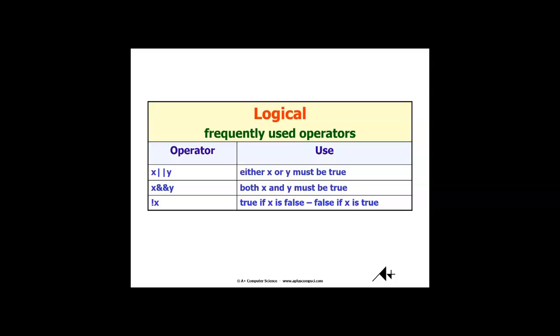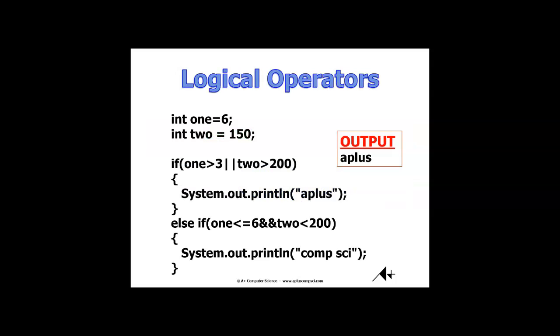Second, logical operators. You've got or, and not. With or, either one of the pieces attached to the or part of the condition, if either one is true, it's true. So in this case, I'm checking to see if 1's greater than 3, that can make it true, or if 2 is greater than 200. Our code that we have here, 1 is equal to 6. 6 is greater than 3. That's true. It's going to print out A+.